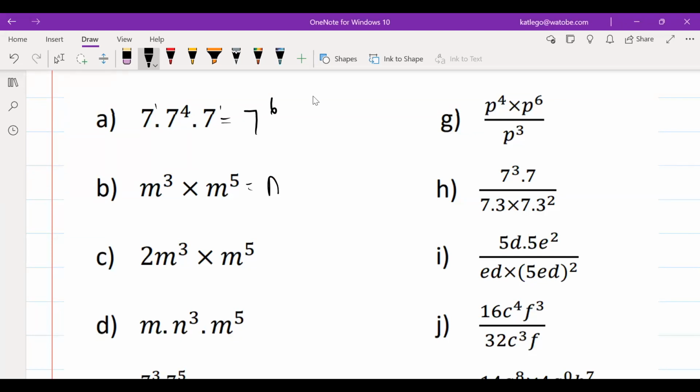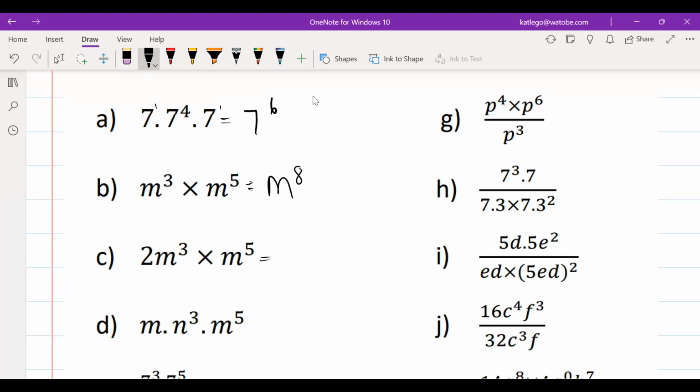Let's talk about B. What's my answer for B? We're not focusing on simplifying right now. We're focusing on the laws of exponents. So if you leave it as 7 to the power of 6, then that's fine. My answer with B is going to be m to the power of 8. What's my answer for C?